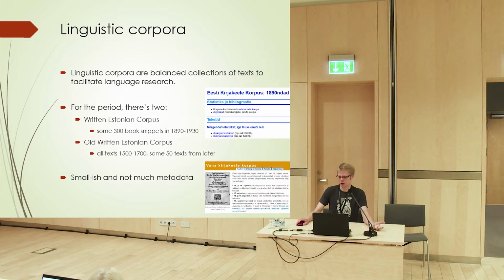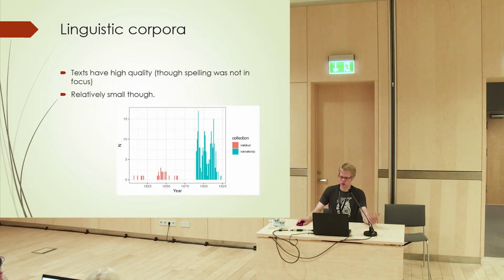And then you have the old written Estonian corpus, where they have digitized all text from 1500 to 1700, but from later times they have some texts, but not too many. And for this corpora, the text exists, but usually the metadata isn't very good, so I don't know who wrote it or what kind of a person that was right away. Even though for linguistic corpora that are already made, usually the text quality is really good, so they work for some sort of studies really well.